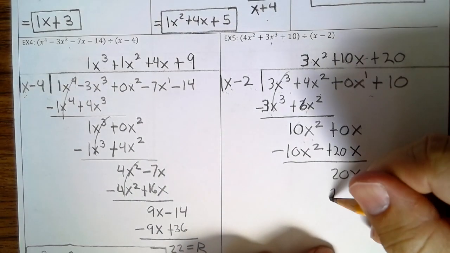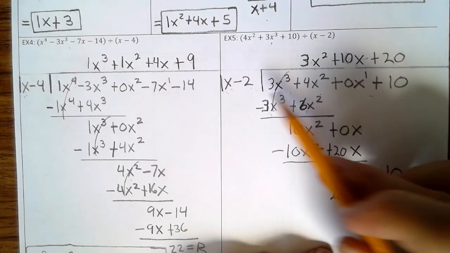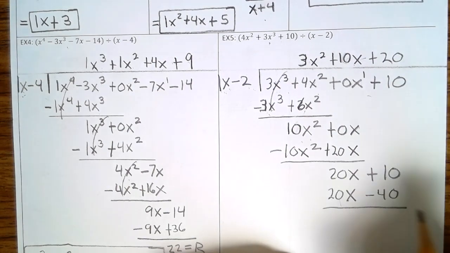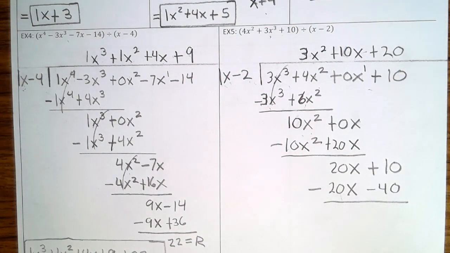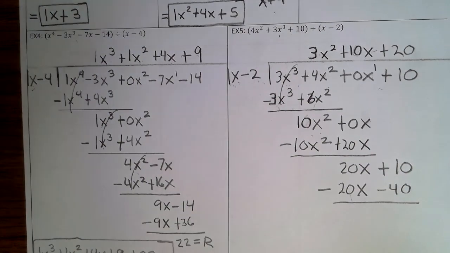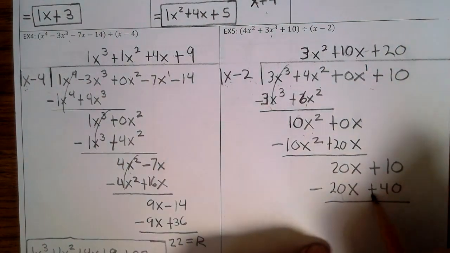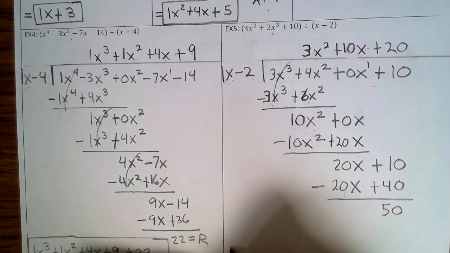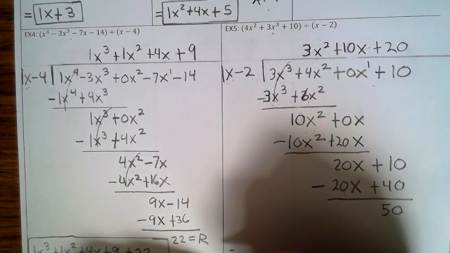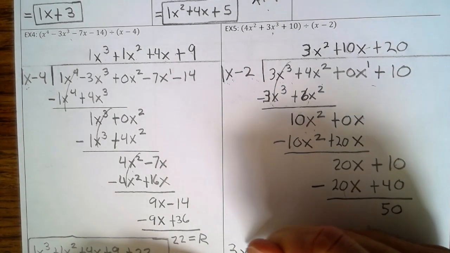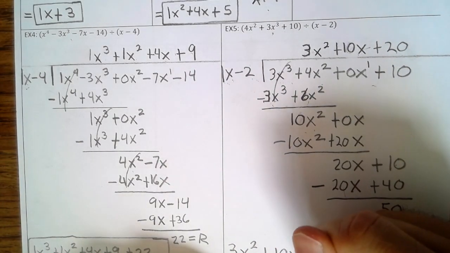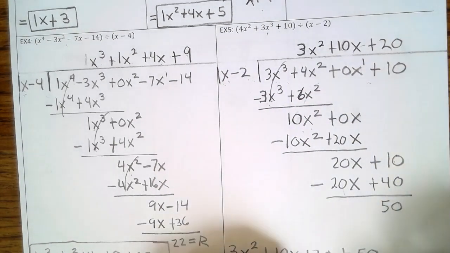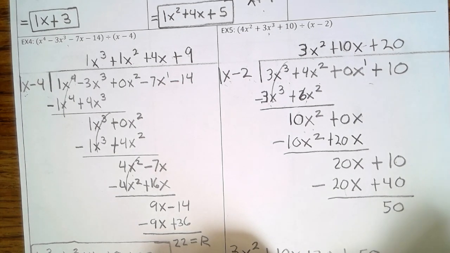20 times x is 20x. 20 times negative 2 is negative 40. Subtract. When you subtract the negative, it becomes positive, so 10 plus 40 is 50. So your answer is 3x squared plus 10x plus 20 plus 50 divided by x minus 2.